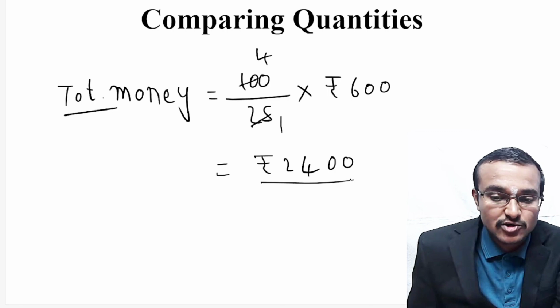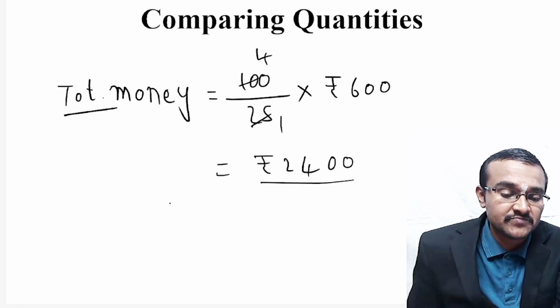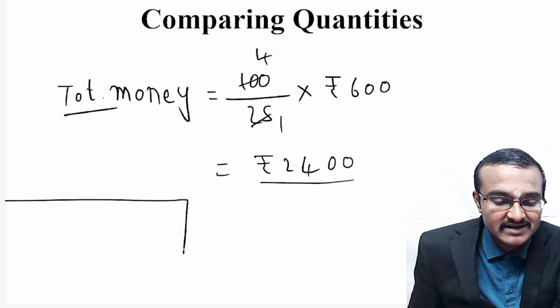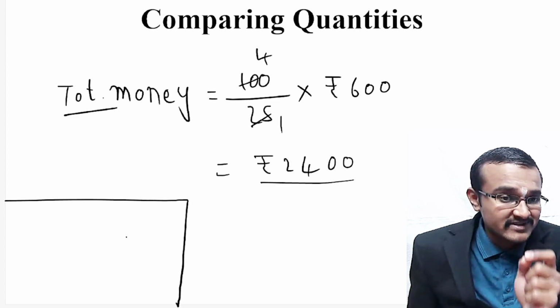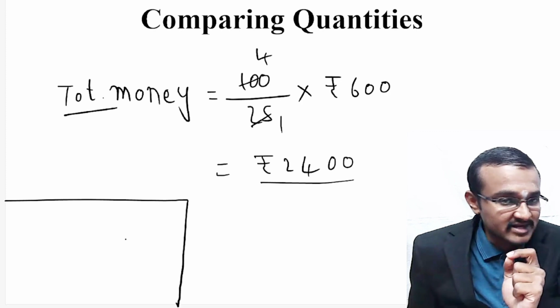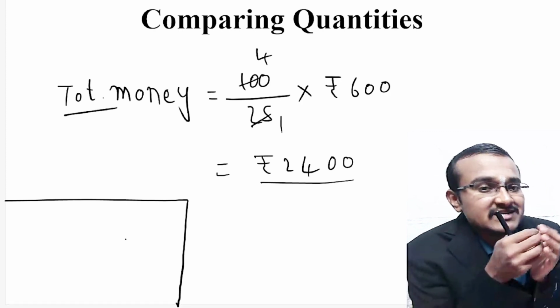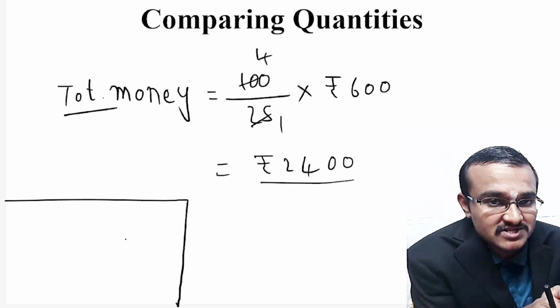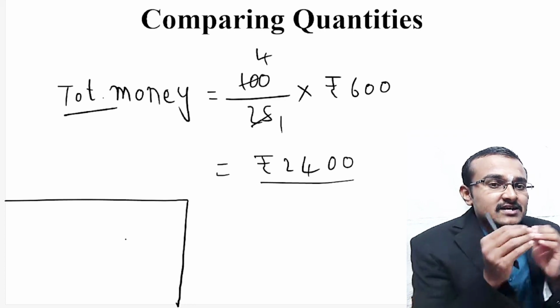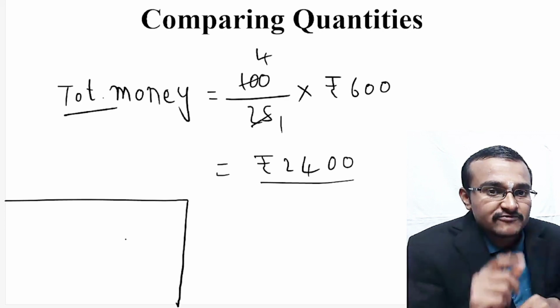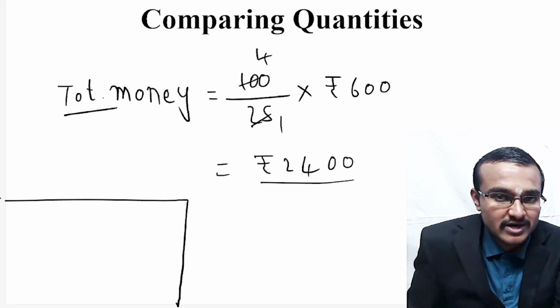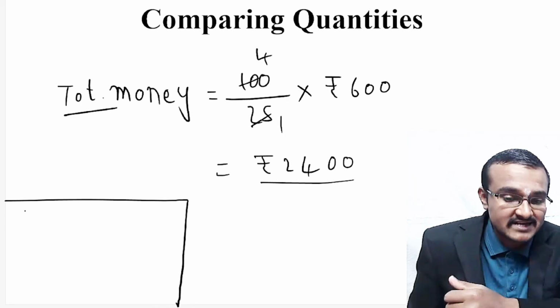Now you can cross verify this answer. Is 2400 correct or not? They have given that she is left with 25% of her money. She has already spent 75% out of 2400 and she has 25% money remaining, which is 600 rupees. So if you take 25% of 2400, you should get 600 rupees.